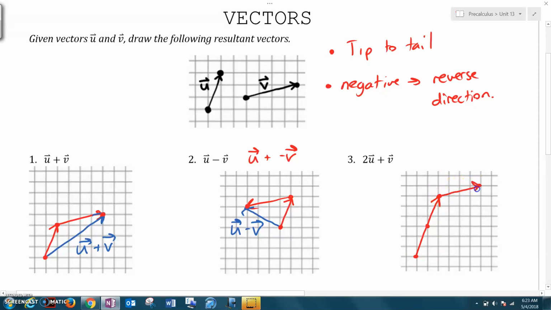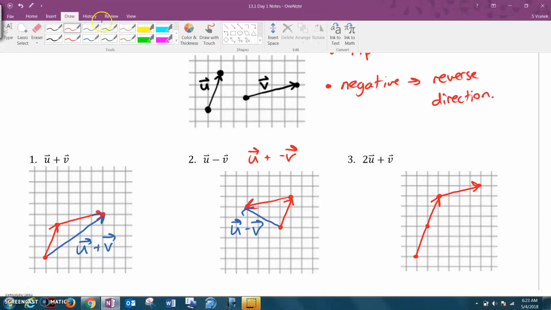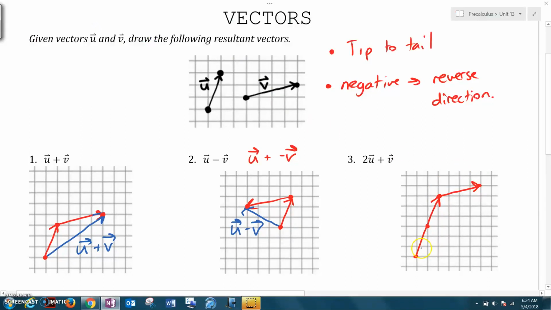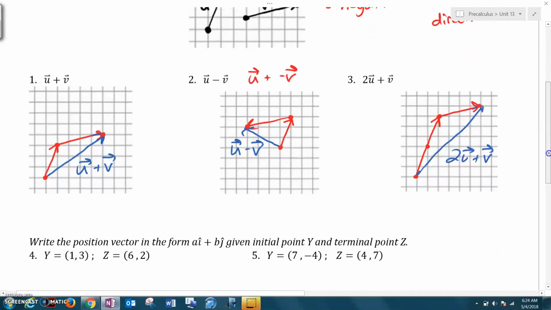and then v goes up 1 and over 4. So v is still v. And then we are going to connect it. And then we have our vector that is 2u plus v. Oops, that should have been better, but 2u plus v. Okay, so that's how you graph vectors and find the result by graphing.